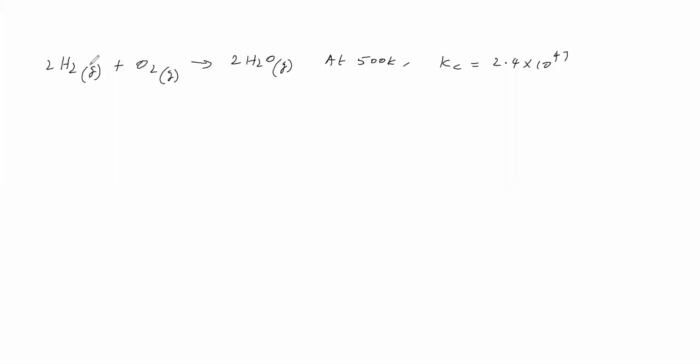Hydrogen gas and oxygen gas both are present in atmospheric air, but they do not react to give water. They require certain conditions for reaction. On providing certain conditions, hydrogen gas reacts with oxygen gas to give water. Now this system will attain equilibrium at one stage. At that stage, the equilibrium constant is 2.4 into 10 power 47.